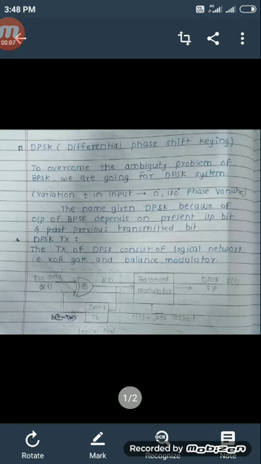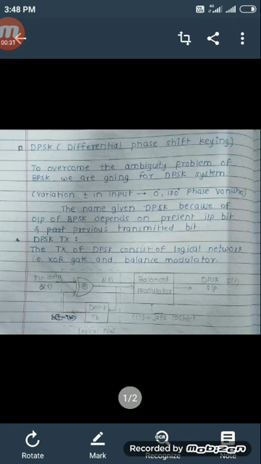Good morning. Today we will see differential phase shift keying. Already we have seen binary phase shift keying. In binary phase shift keying, we have seen the coherent system and non-coherent system. So first of all, we will see what is meant by coherent system and what is meant by non-coherent system.